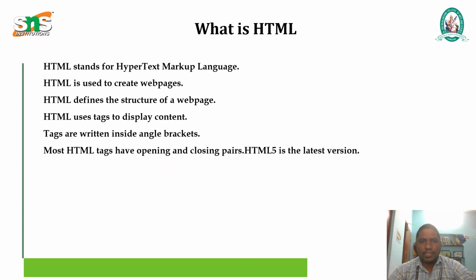Why use HTML? It is used for creating websites, using a web browser to create a web page. It defines the structure of the web page. We can create it using HTML code and tags to display the content. Tags mean an open angular bracket and a close angular bracket, written inside the code. HTML tags have opening and closing pairs. The latest version of HTML is HTML5.